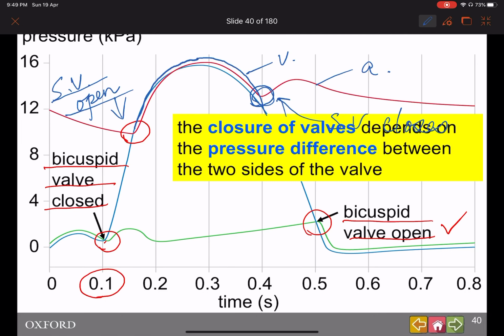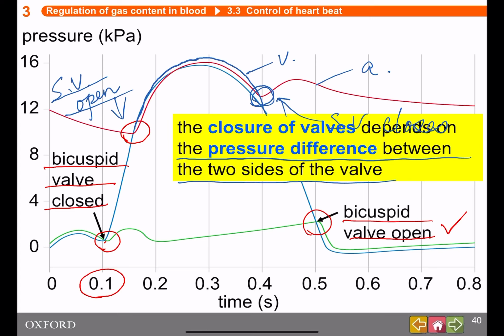And remember, actually, the closing and the opening of the valves depends on the pressure difference between the two sides of the valves. Actually, I think you can try to digest what we have mentioned about it by referring to the diagram in your textbook. Try to study them carefully so that you can understand the graph.